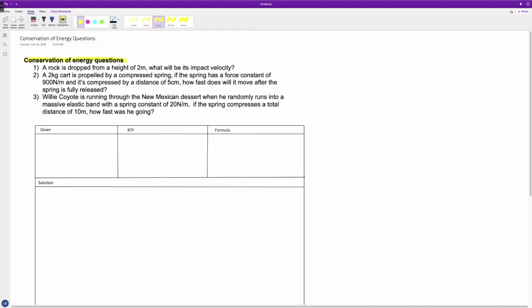So now let's take a look at the conservation of energy questions. Those are the last 3 ones. So here we have a rock is dropped from a height of 2 meters. What is the impact velocity?